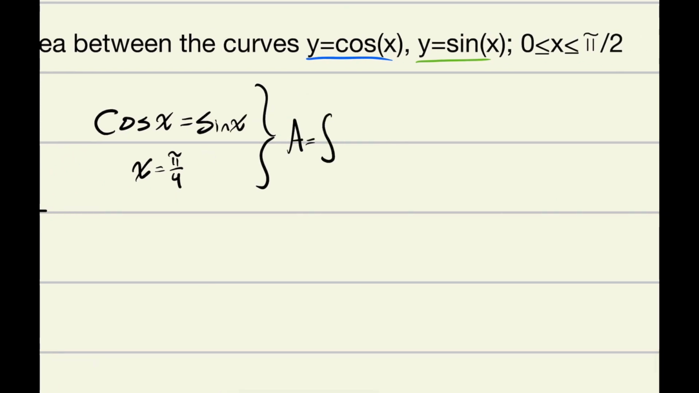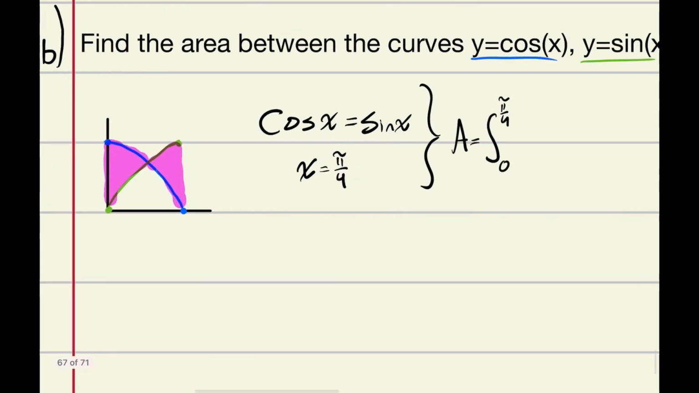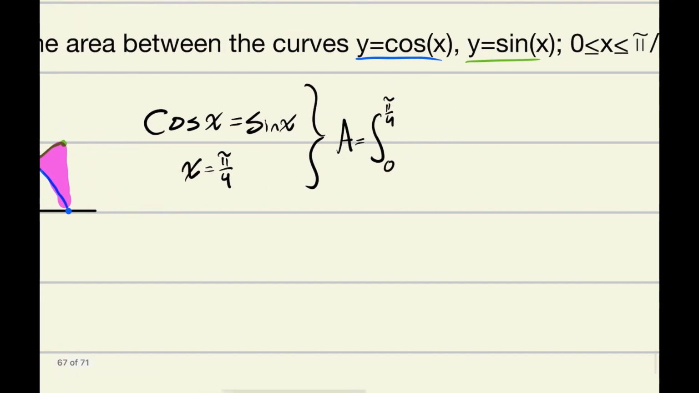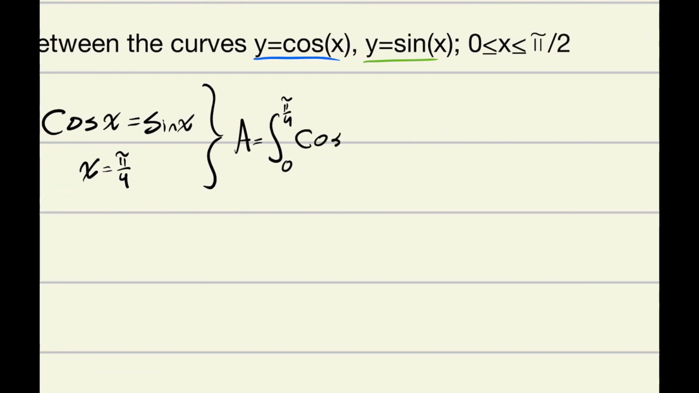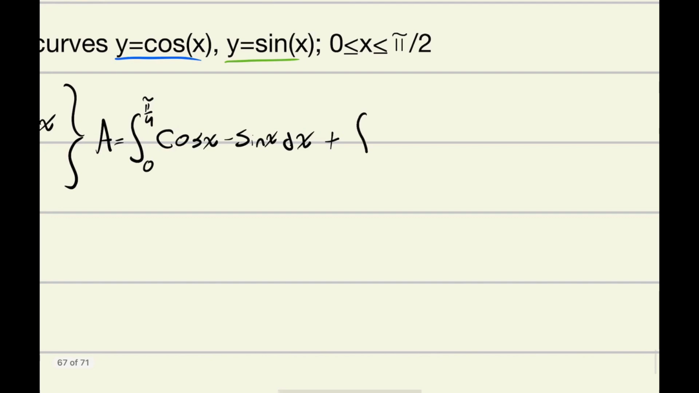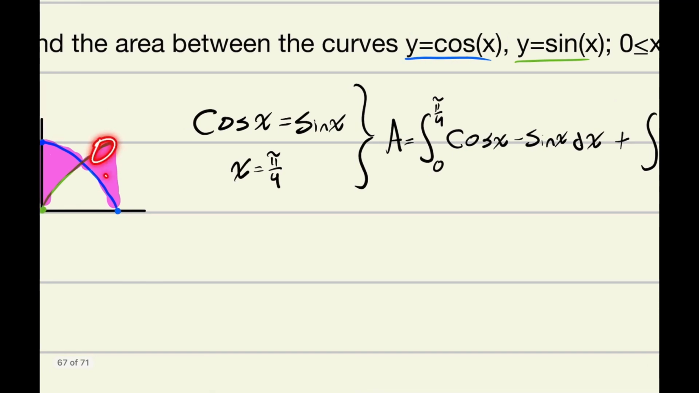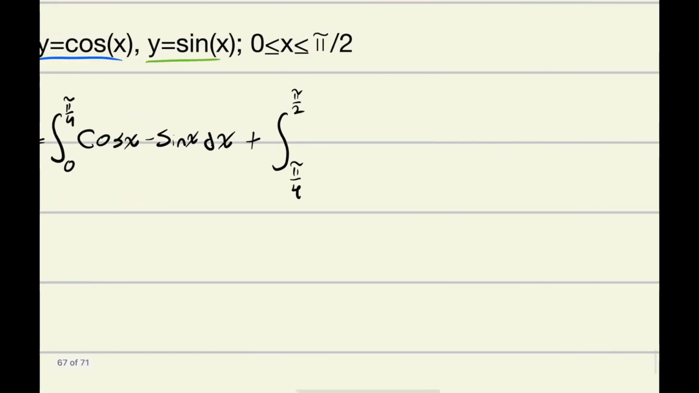which would be the integral from 0 to pi over 4 of the top function minus the bottom function, which is cosine of x minus sine of x dx, plus the integral of pi over 4 to pi over 2 of the top function minus the bottom function, which is sine of x minus cosine of x dx.